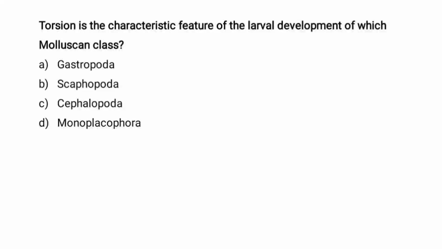Next is, torsion is the characteristic feature of larval development of which of the following molluscan classes? Torsion is a gastropod synapomorphy which occurs in all gastropods during the larval development. So the correct option will be option A.